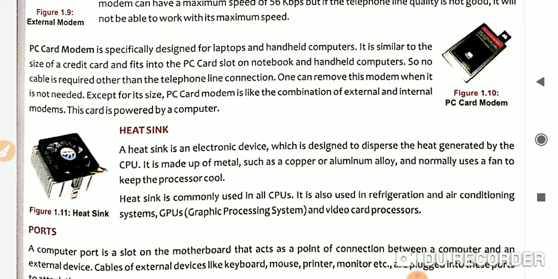PC card modem is especially designed for laptops and handheld computers. It is similar in size to a credit card and fits into the PC card slot on notebook and handheld computers.